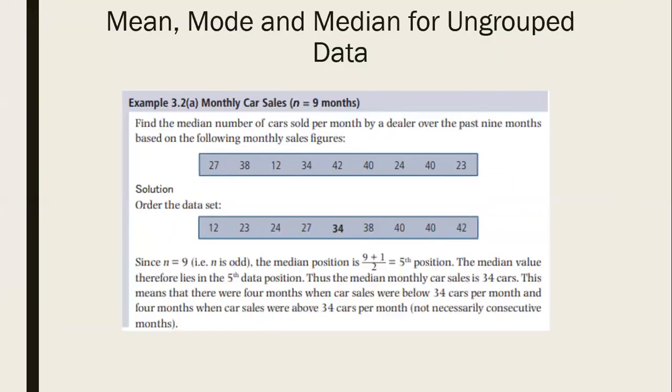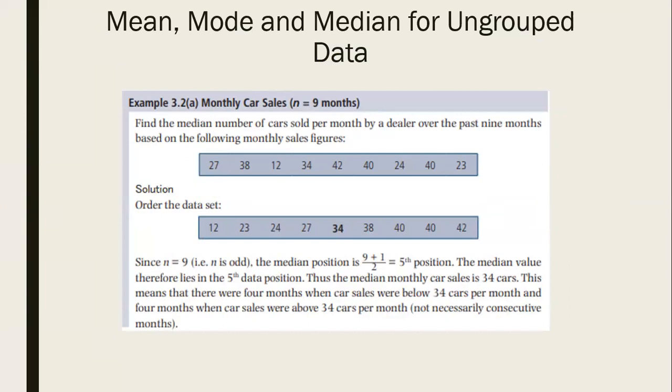So what you do now is you come to your data that has already been sorted. You find the fifth position starting from the lowest value. So you say 1, 2, 3, 4, 5. So this value there, that is your median. So your median value now is 34. So how do you interpret this data?